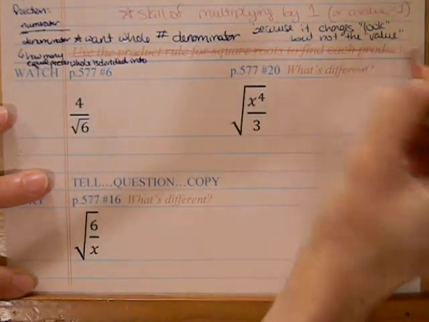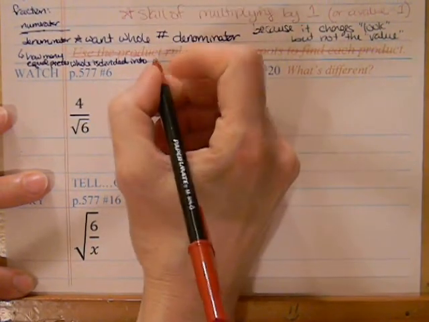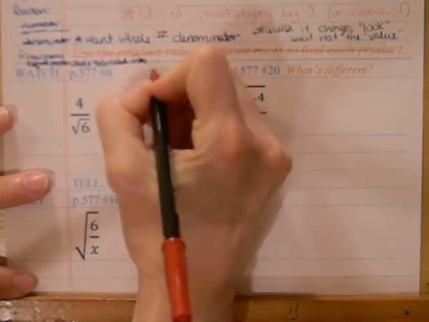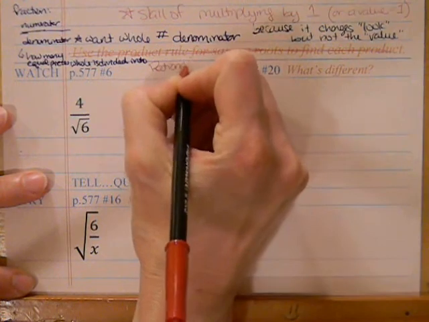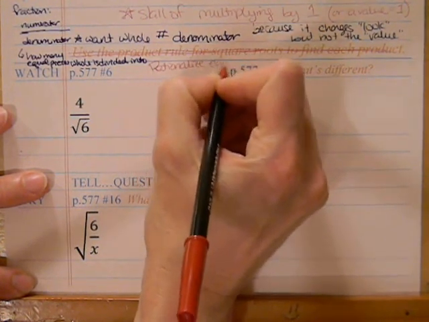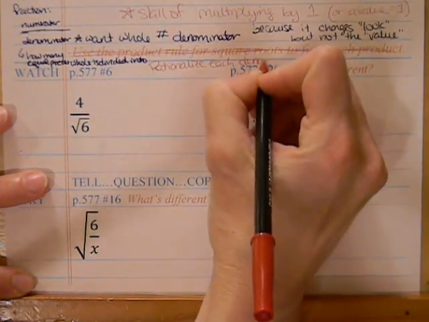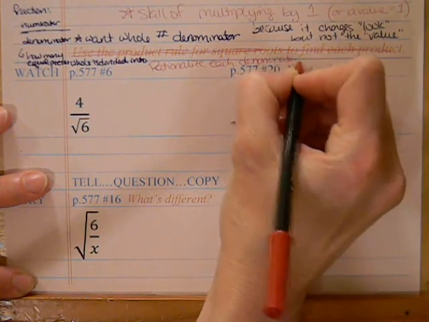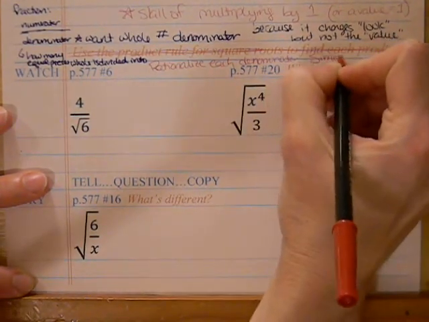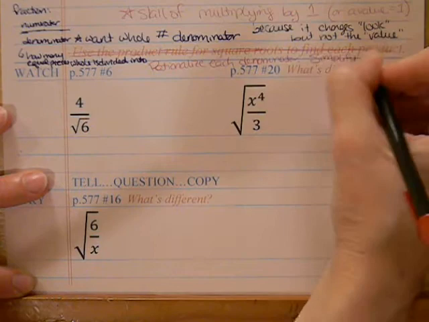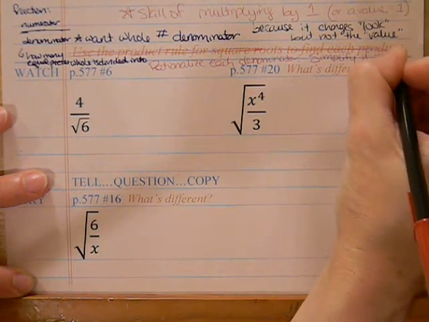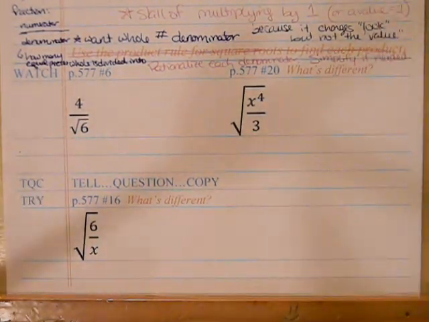What you're going to do is rationalize each denominator, and simplify if needed. So sometimes all you need to do is rationalize, sometimes you'll need to simplify.